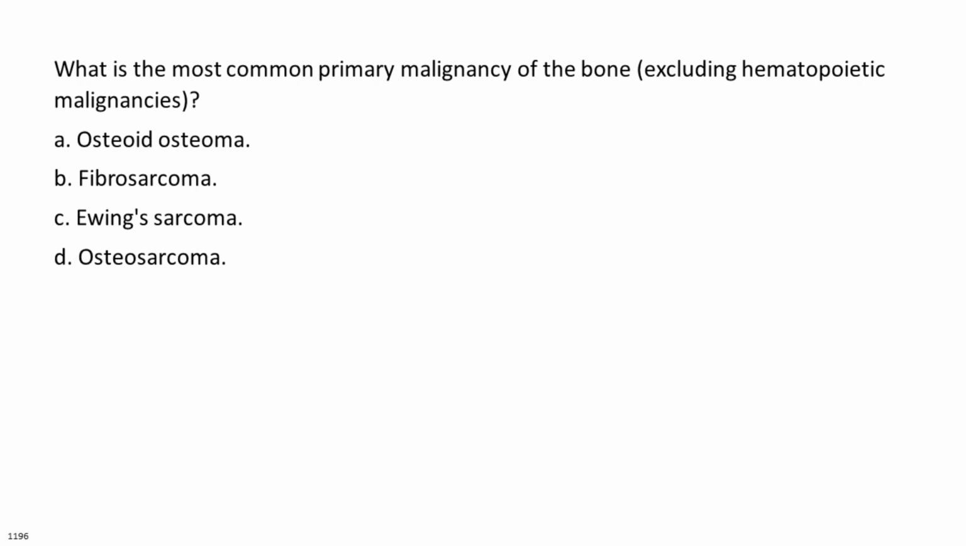What is the most common primary malignancy of the bone, excluding hematopoietic malignancies? A. Osteoid osteoma. B. Fibrosarcoma. C. Ewing's sarcoma. D. Osteosarcoma.